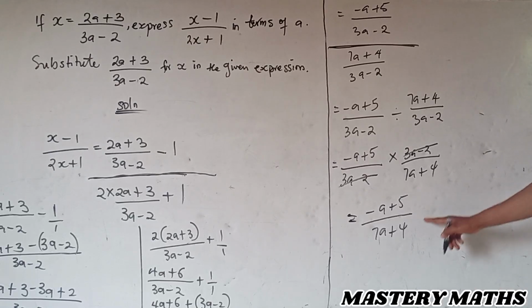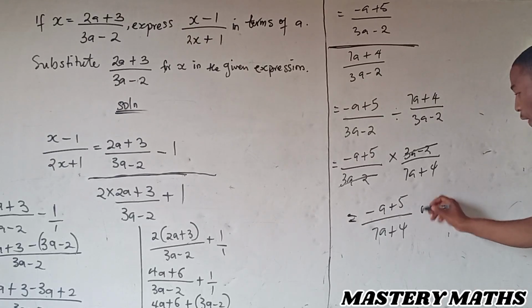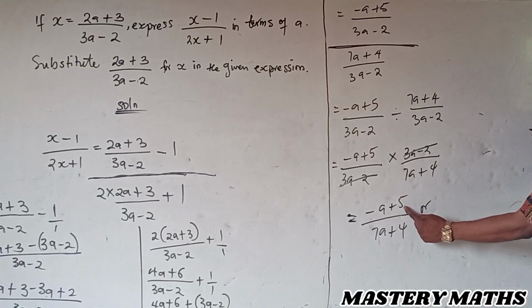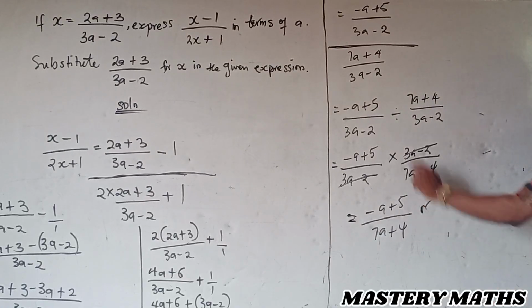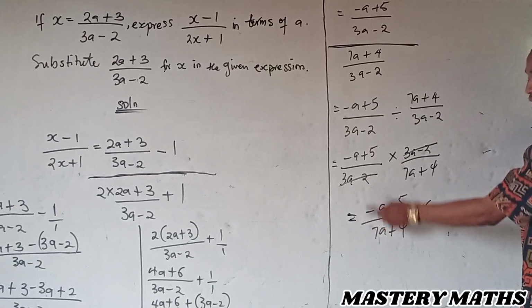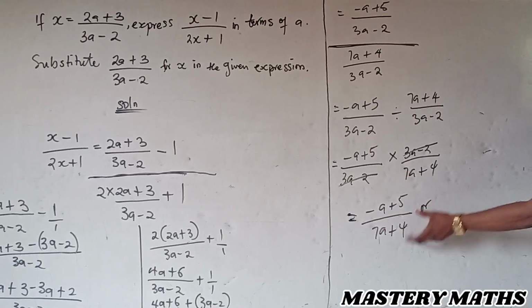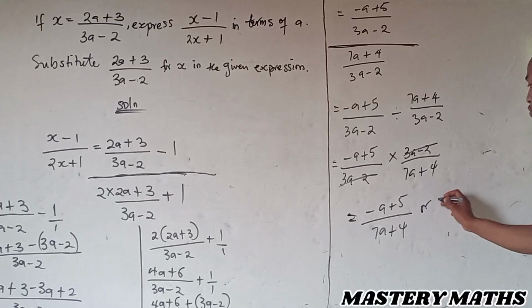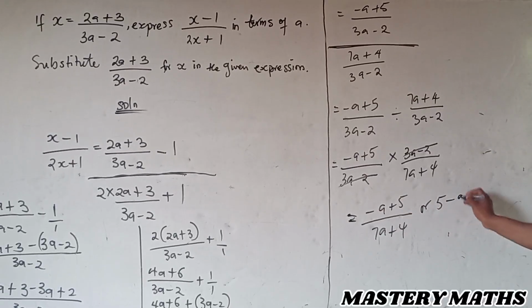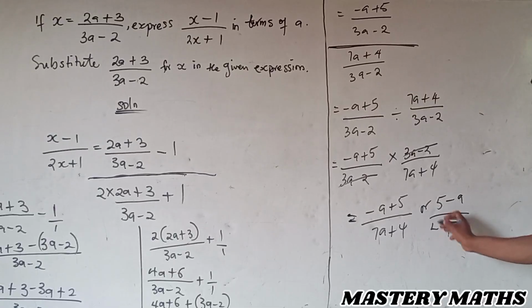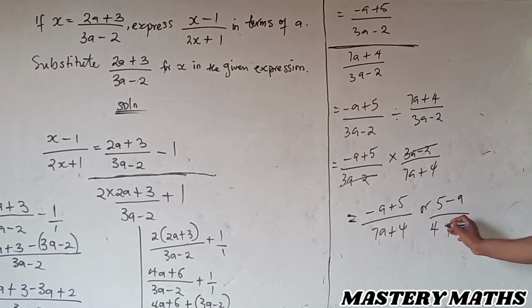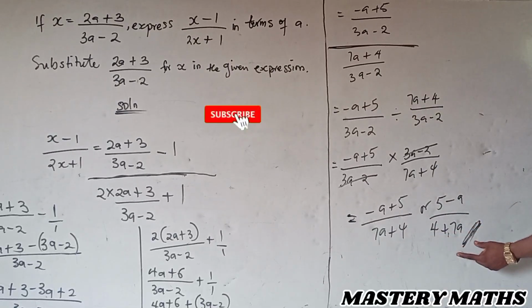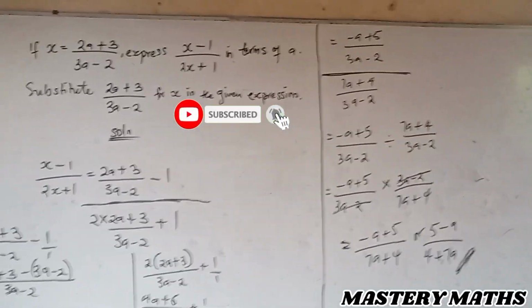You can leave your answer like this, or you take the 5 that is at the back, bring it to the front, and the minus a, bring it behind. You can leave your answer like this if you want. You can also change it this way: the plus 5 goes to the front, minus a comes back; the 4 goes to the front, plus 7a comes back. So you can either leave it this way or this way as the answer. Thank you.